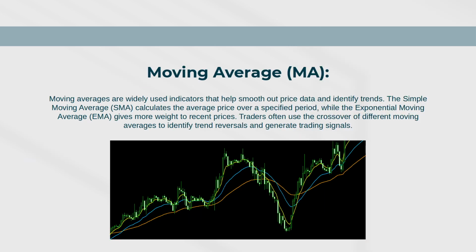Moving average, or MA. Moving averages are widely used indicators that help smooth out price data and identify trends. The simple moving average, SMA, calculates the average price over a specified period, while the exponential moving average, EMA, gives more weight to recent prices. Traders often use the crossover of different moving averages to identify trend reversals and generate trading signals.